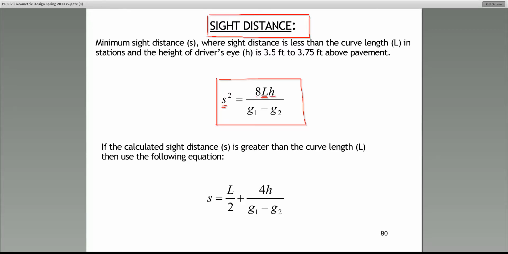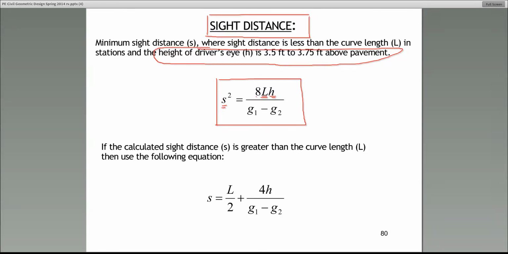H, guys, pay attention to what that is. H in that equation is the height of the driver's eye above the pavement. In other words, your line of sight, how far is it from the surface of the pavement? We usually use a number, 3.5 feet to 3.75 feet. Think about what that represents.